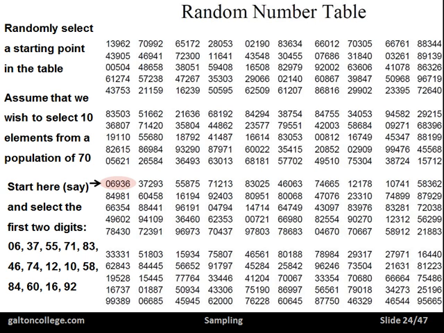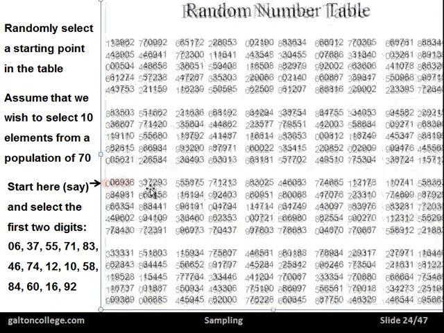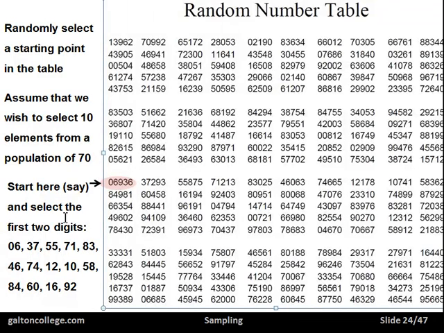Now, because we have set out a rule before we started, if we work across, we'll see that the first 2 digits are 0, 6, so the first one is 6. The next 2 is 3, 7. That's 37. Then we have 55, 71, 83, 46, 74, and so on.